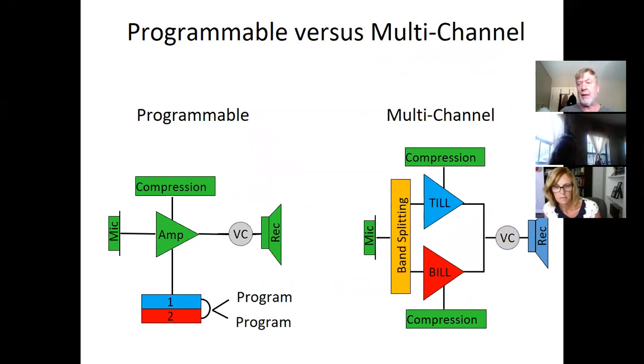Let's look at programmable first. Here you have a hearing aid mic on the left. It changes sound into electricity. Then you have an amplifier. Amplifiers, by the way, are always drawn as triangles. On all electrical diagrams, amplifiers are triangles. I didn't make it up. Then you have a volume control in the circuit, and then you have your receiver or speaker. Okay, and here you have compression taking place. And look at the bottom. You'll have program 1, program 2.